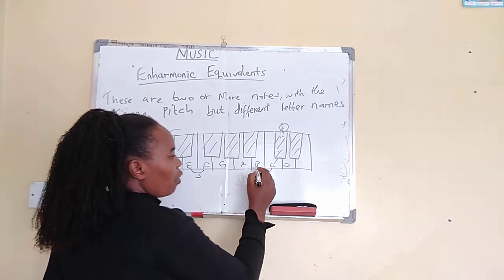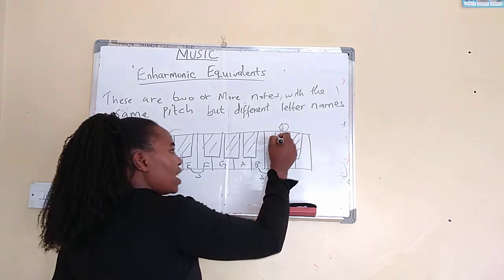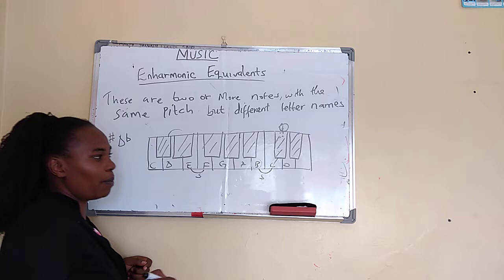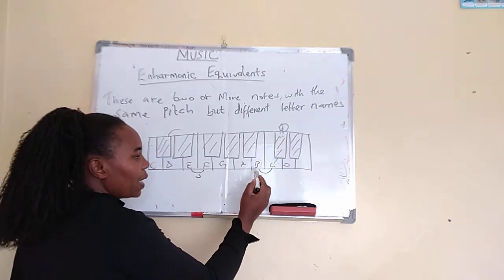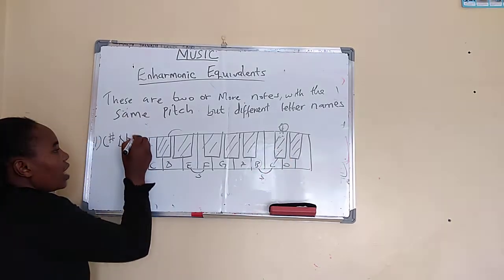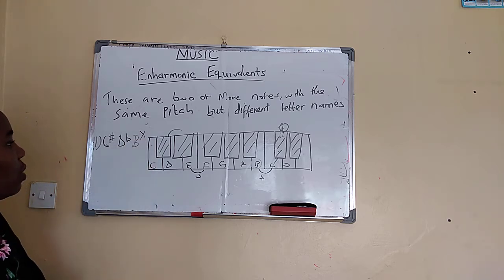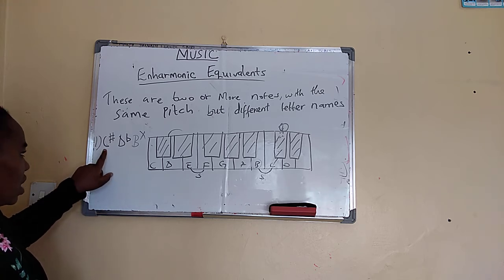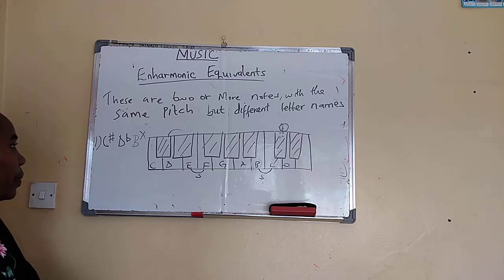So, from B to C is a semitone. From C to C sharp is another semitone. So, for me, I can use B double sharp to make me reach here. Look, a semitone and another semitone. So, another name can be B double sharp. In other words, this can be enharmonically equal. C sharp is equal to D flat is equal to B double sharp.